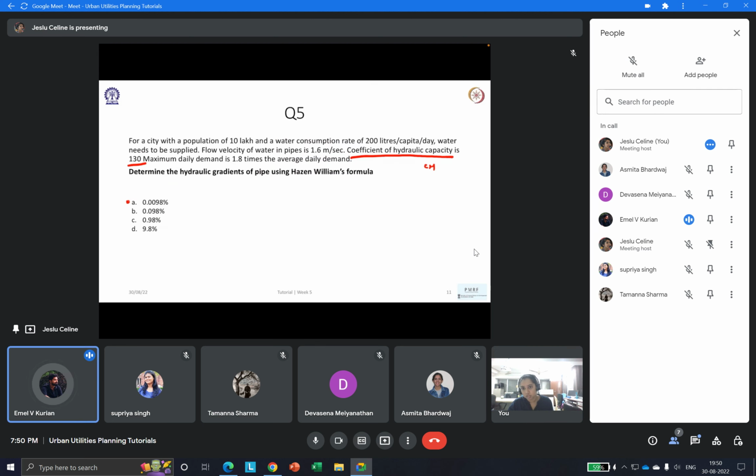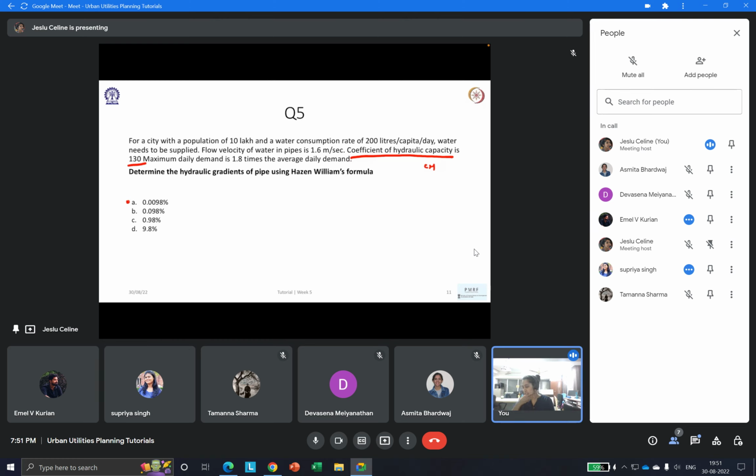This is asked in percentage, right? If it is asked in percentage, then which is the answer? Wait. What is the unit of S for the Hazen-Williams formula? It's a gradient line, no? Wait a second. It will be 0.0098. It is option A.